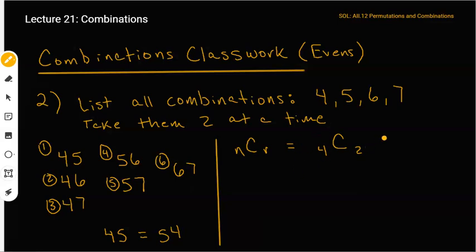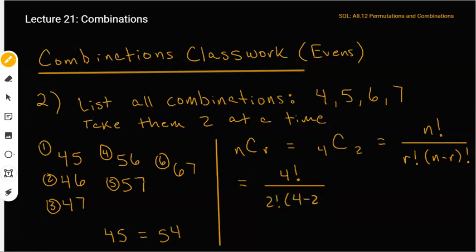So now putting this in the combination formula, I know I need to put N factorial at the top, R factorial at the bottom, and N minus R factorial also goes at the bottom. So at the top, I'm going to have 4 factorial, and I'm going to have 2 factorial and 4 minus 2 factorial. Now I can simplify this a little bit because I know that 4 minus 2 is going to give me 2. So at the bottom, I'm going to have 2 factorial and then another 2 factorial.